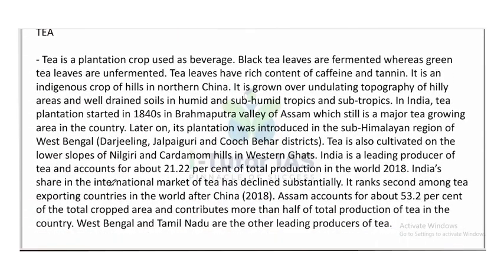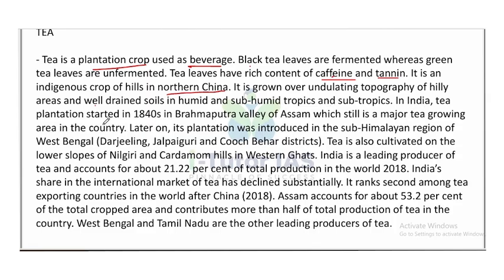Now, tea. Tea is a plantation crop used as beverage. Black tea leaves are fermented, whereas green tea leaves are unfermented. Tea leaves have a rich content of caffeine and tannin. It is an indigenous crop of hills in northern China. It is grown over undulating topography of hilly areas and well-drained soils in humid and subhumid tropics and subtropics.